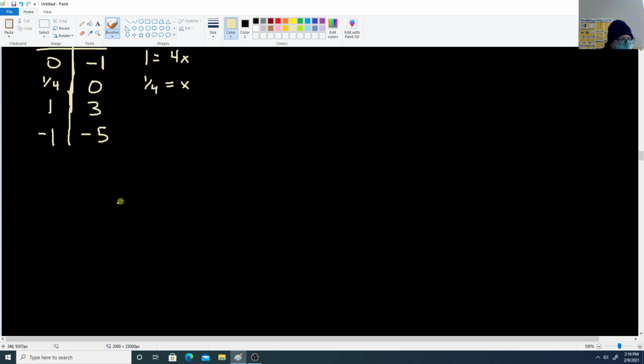So here are our points. We know it's supposed to be some sort of straight line. So we have x there, 1, 2, 3, 4, 5, and 1, 2, 3, 4, 5. So we say, all right, at negative 1, we are at negative 5. At positive 1, we're at 3. At 0, we're at negative 1. So when x is 0, y is negative 1. And when x is a fourth, y is 0. So that gives us these points.